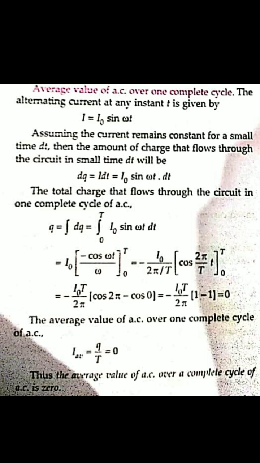If no charge flows, how can we get current? The current I equals Q by T. If Q equals 0, then I is also 0. So it is proved that the average value of AC over a complete cycle is 0.